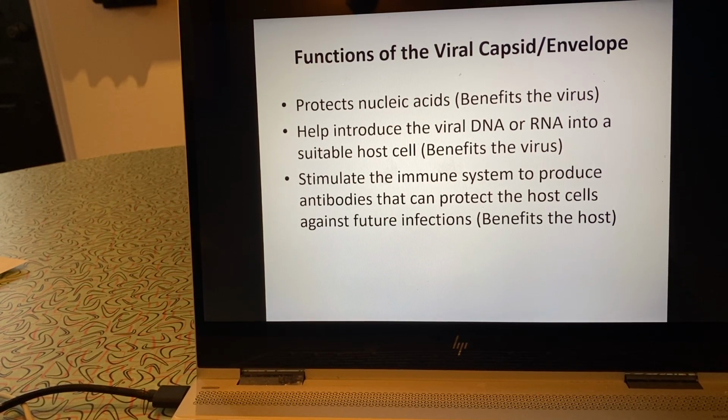Anti-vaxxers, oh my God, don't even get me started. Not gonna go down that road quite yet.